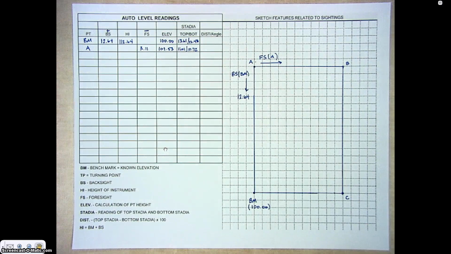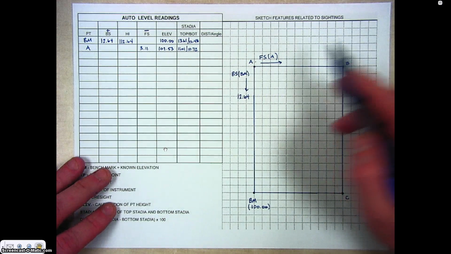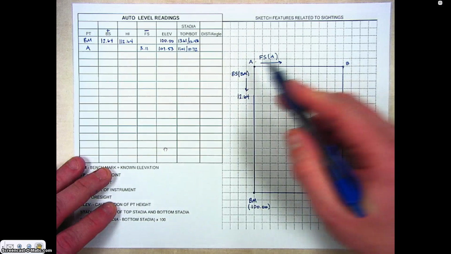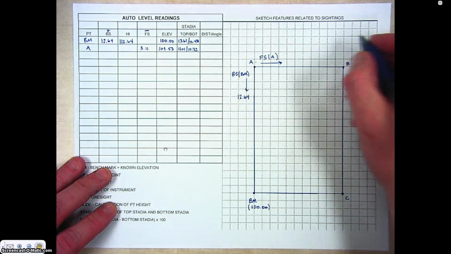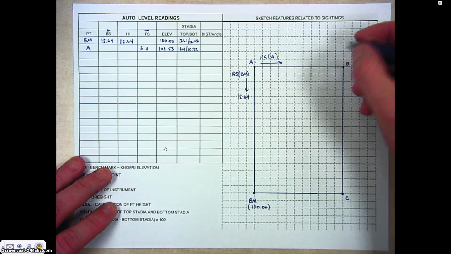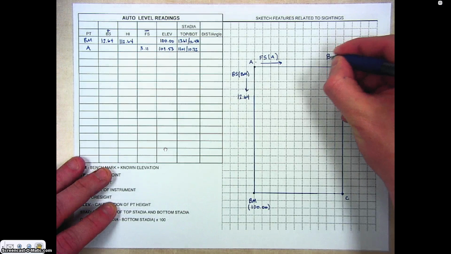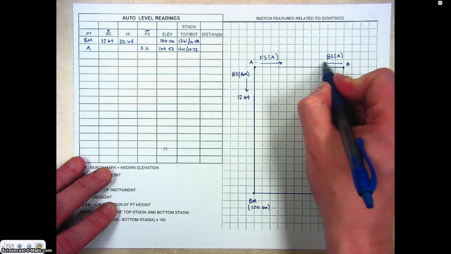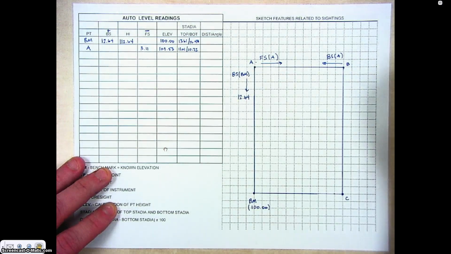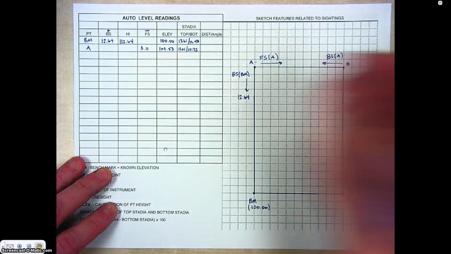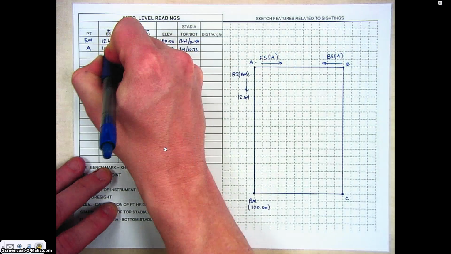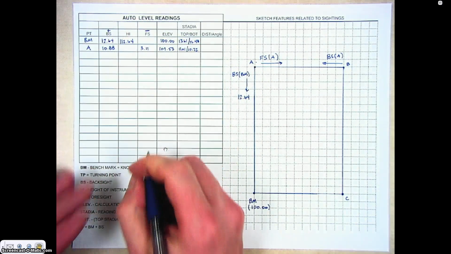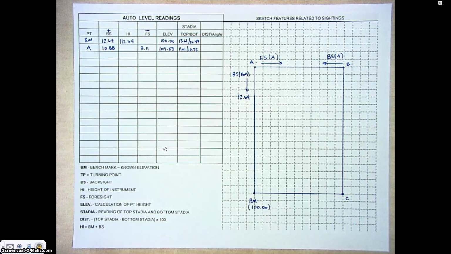All right. And so then I can move my instrument to point B, move my rod to point A, and I can get a back sight to point A. So this is going to be the back sight to point A. And move it this way. So we're going to shoot back to point A, and this time our reading is 10.88 feet, which allows us to calculate the height of the instrument.